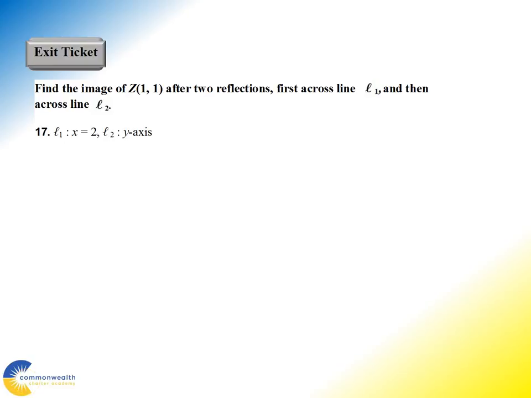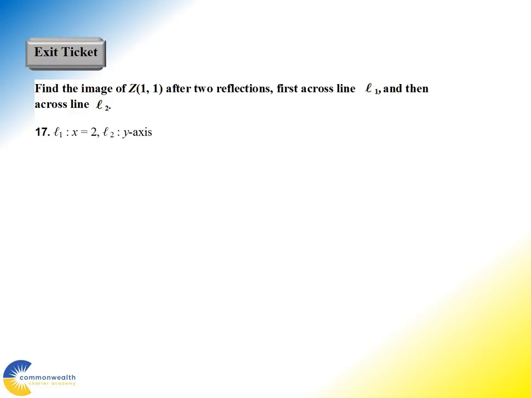So let's go over the two problems from this exit ticket that you were given in our lesson today. Both of these start with the point Z being at (1, 1), and they want you to do two reflections. First, reflect across line L1, which they'll give you an equation for, and then across line L2, which will give another description or equation or something along those lines.